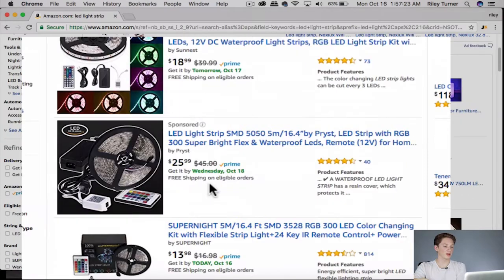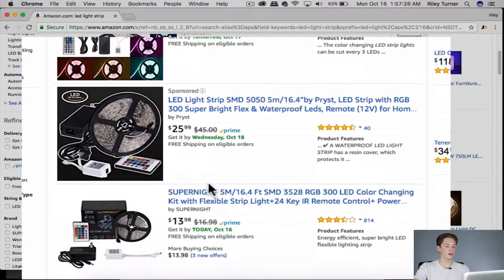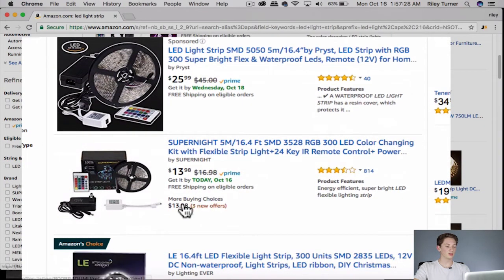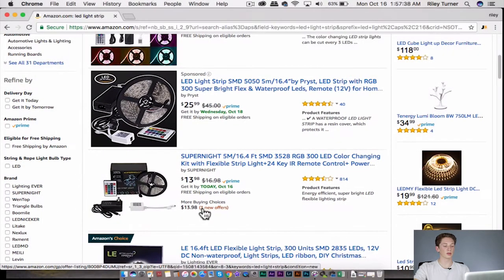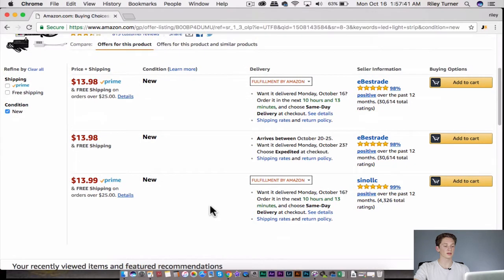This one doesn't have anything. This one does not have anything. And then this one does. It says more buying choices. This means there are hijackers on the listing and other people are sharing the listing with this person. That is not a good thing. So we're going to go ahead and click on the 3 new offers and check out the other listings.